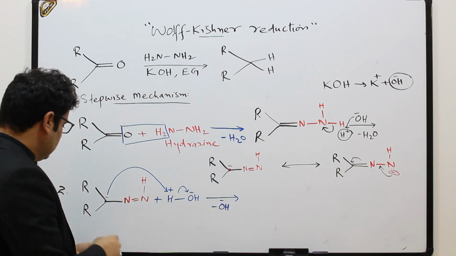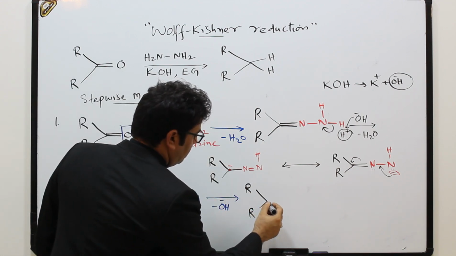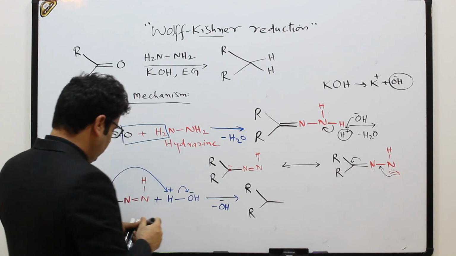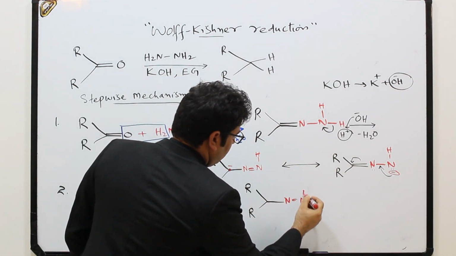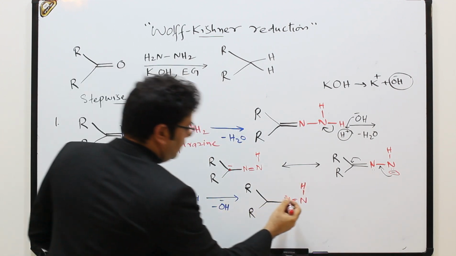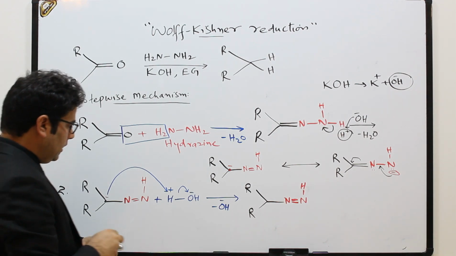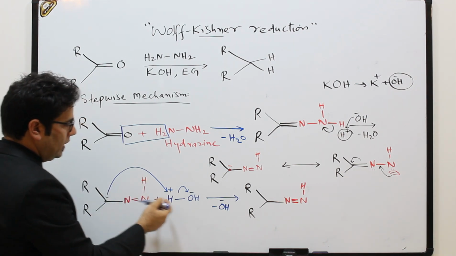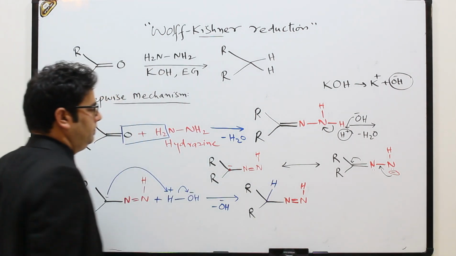So what will be the result? The molecule will be like this. We have N double bond N, and we have this attached with it. This is a double bond. And if you see, this carbon has already pulled H positive, so H positive will come here.